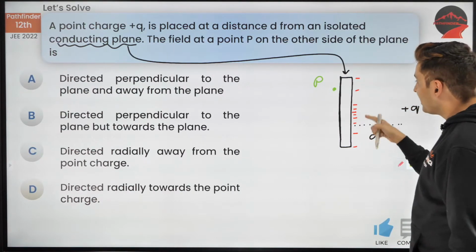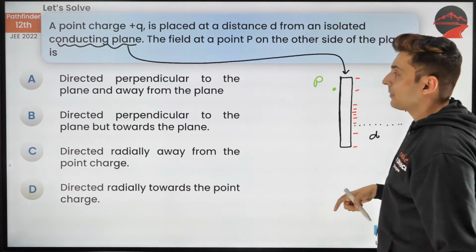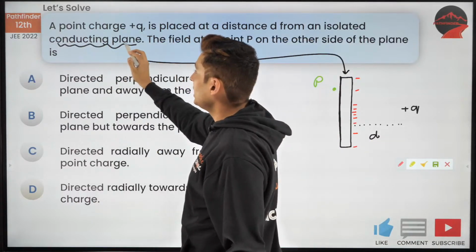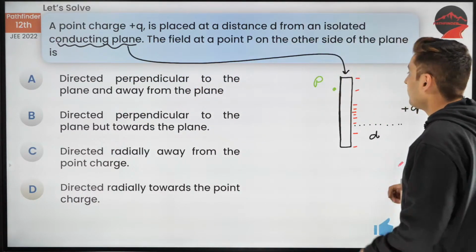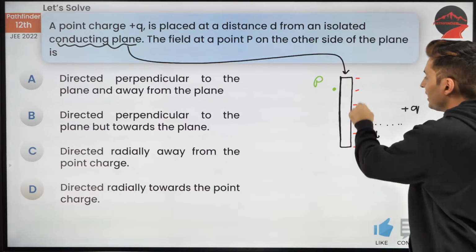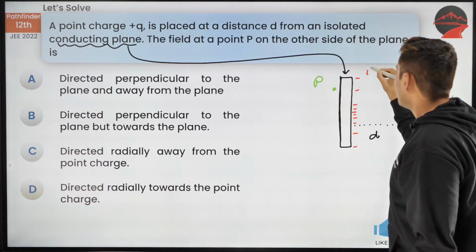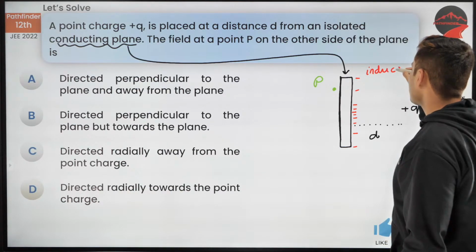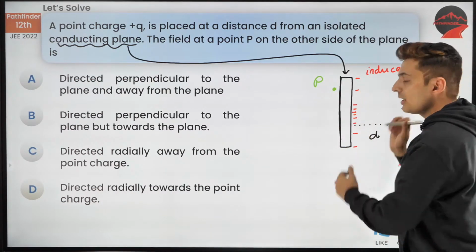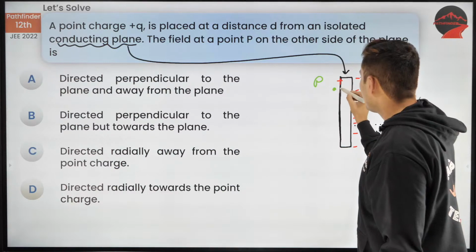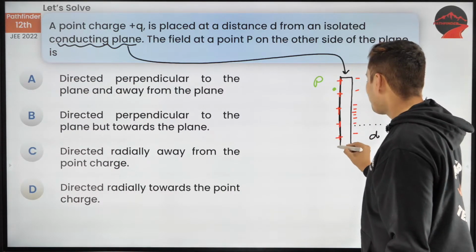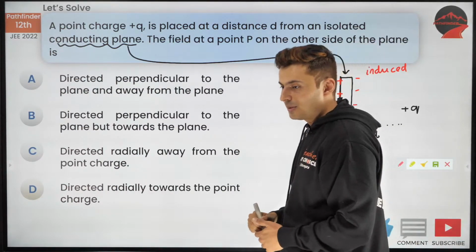Now, where would these negative charges on this plate come from? Remember, this is a conducting plane. Where do you think these negative charges will come from on the right side? These negative induced charges would have traveled from the left side to the right side. So hence, there will be positive charges over here. Correct?